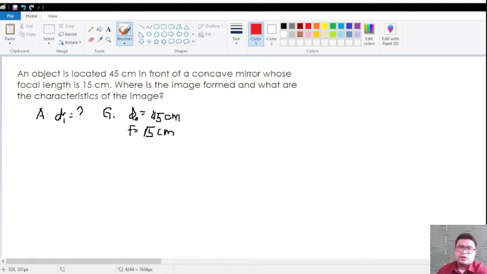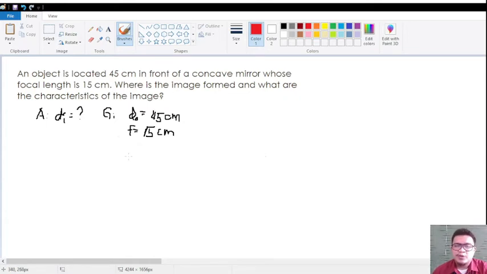And of course, let's always write the given variables that are present already in the problem. So it says in the problem that an object is located 45 centimeters. So that is why our d sub o here is 45 centimeters. And it says also that the focal length of this mirror is 15 centimeters. So f here is 15 centimeters. Now, since this is a concave mirror, we are going to use a positive sign for this value because a concave mirror always has a positive focal length.